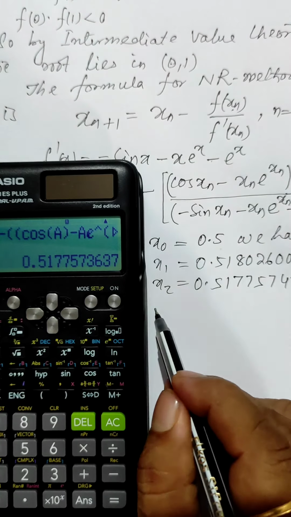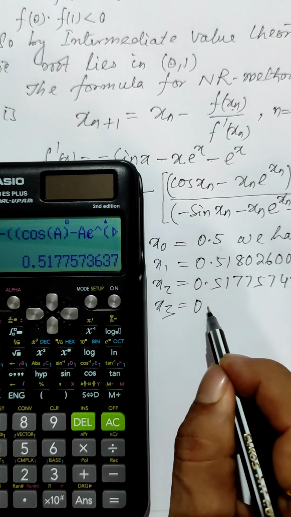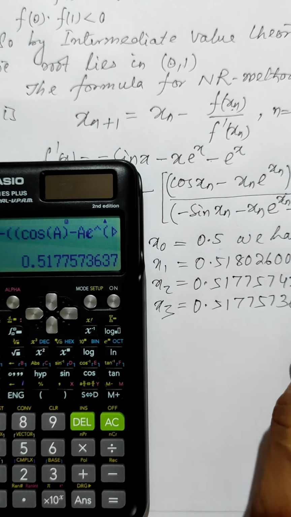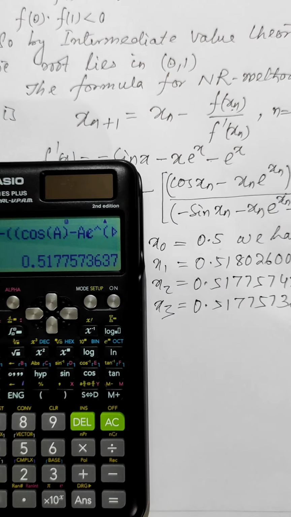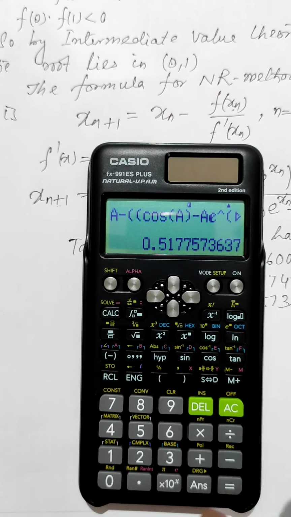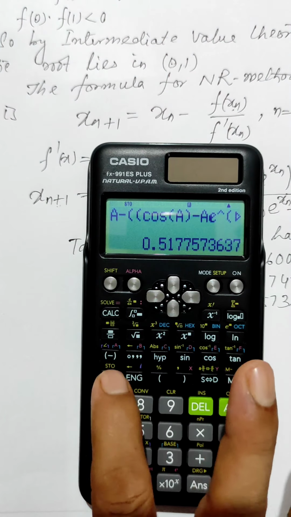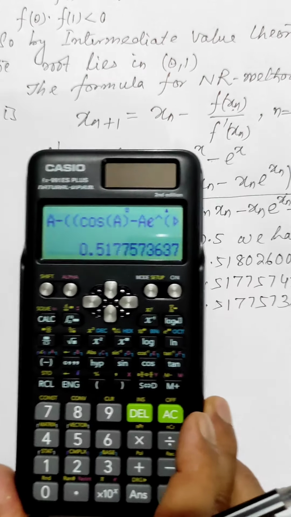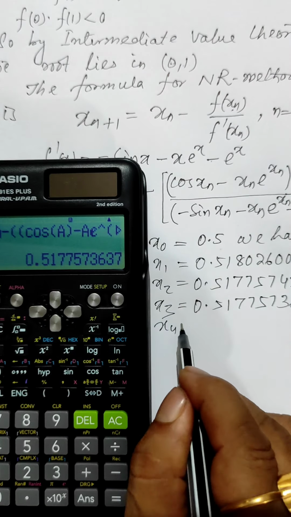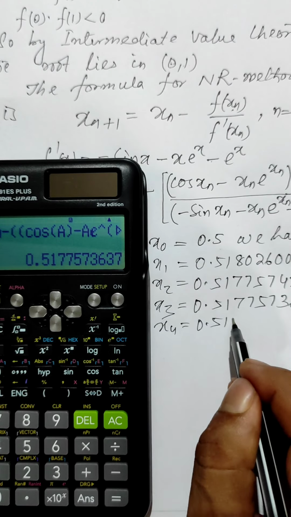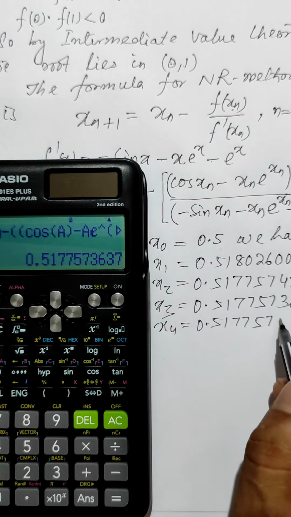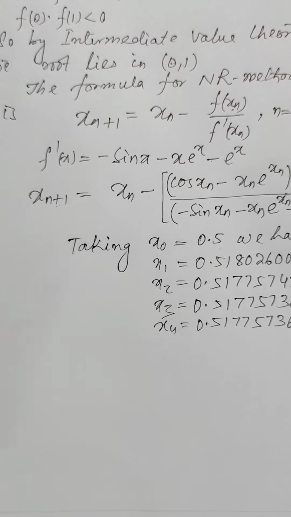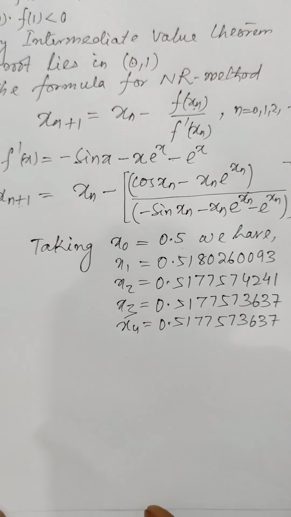So let us write x3. x3 is equal to 0.5177573637. This is your x3. Now again the same process. Shift store A, upper cursor, is equal to. So this is your next value, which remains the same. x4 is equal to 0.5177573637. That means these two values coincide. So our process is completed.